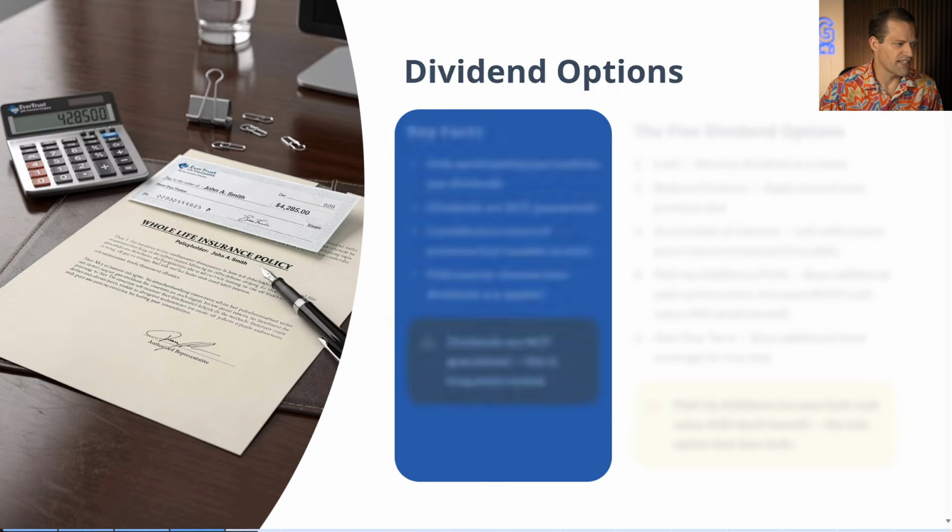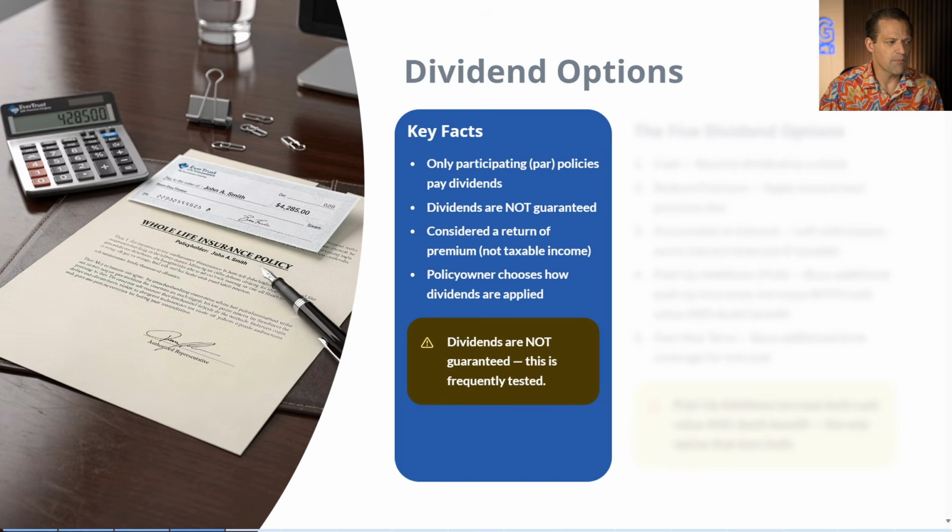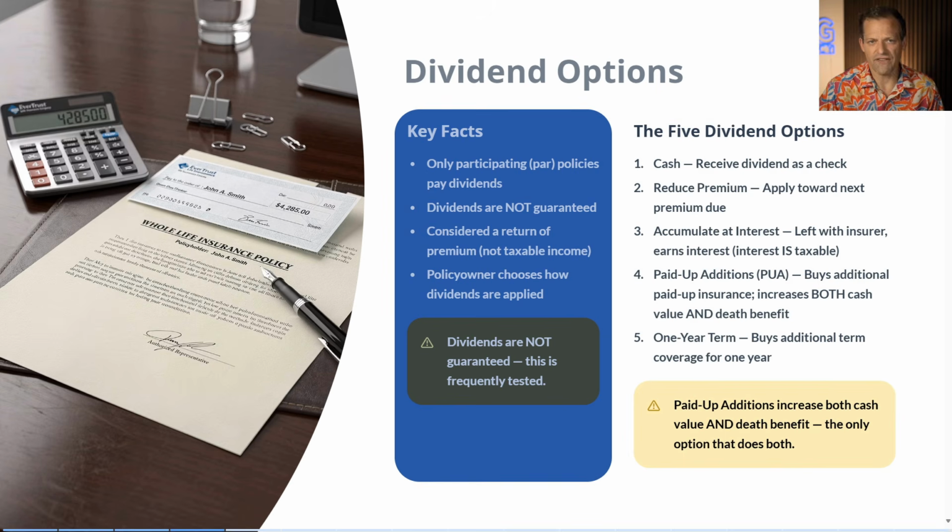So let's first talk about dividend options. Only participating or par policies pay dividends, okay? Non-participating don't. Dividends are not guaranteed in a plan. Considered a return of premium, not taxable income. That's nice. And the policy owner chooses how dividends are applied. Again, frequently tested, dividends are not guaranteed. Remember that. So there are 5 dividend options you can choose.